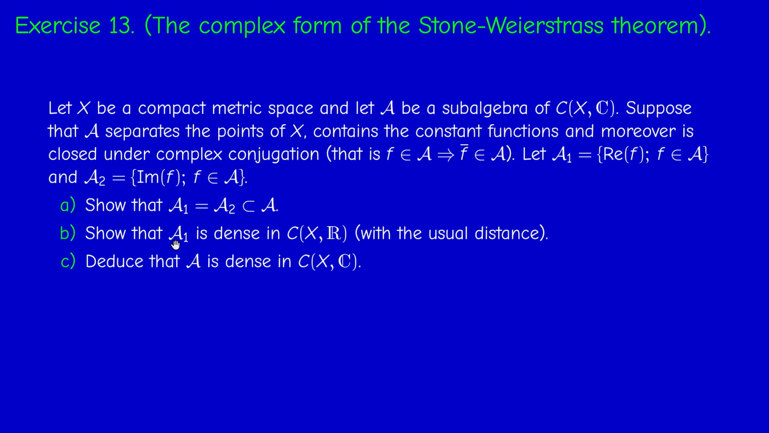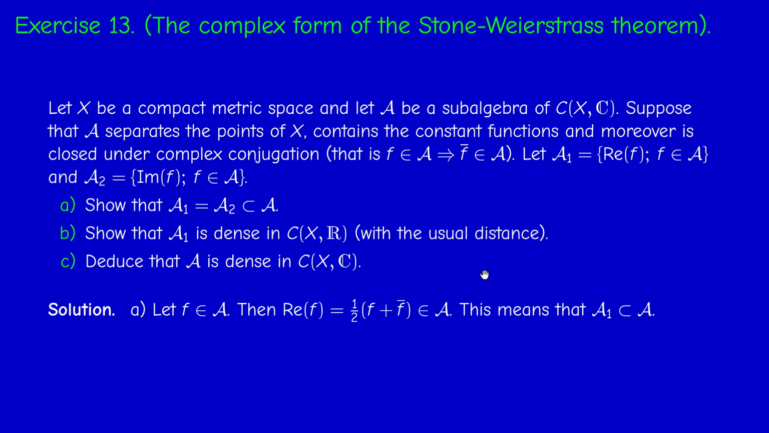Then we have to prove that A1 is a subset of continuous functions from X to R, because the real part and the imaginary part are real valued. So A1 and A2 are subsets of C(X,R), and we have to prove that they are dense in C(X,R), and then we have to conclude that the original A is dense in C(X,C). So we deduce the complex form from the real form, but with the extra assumption, of course. Because we know that if we don't put this assumption, the result is wrong.